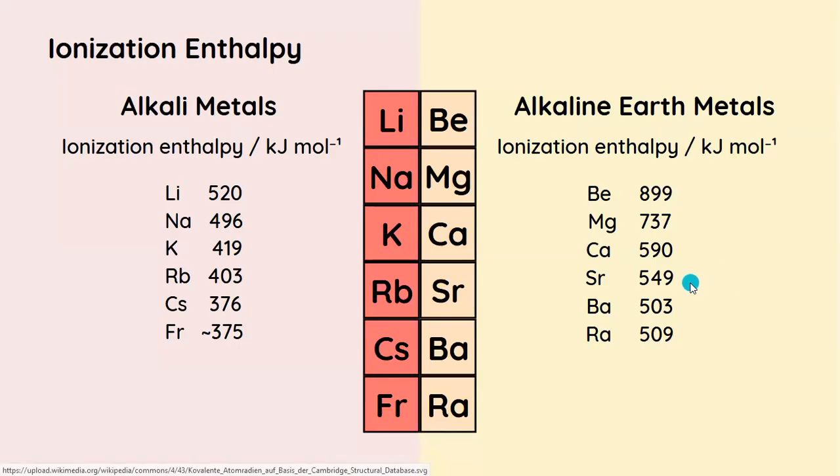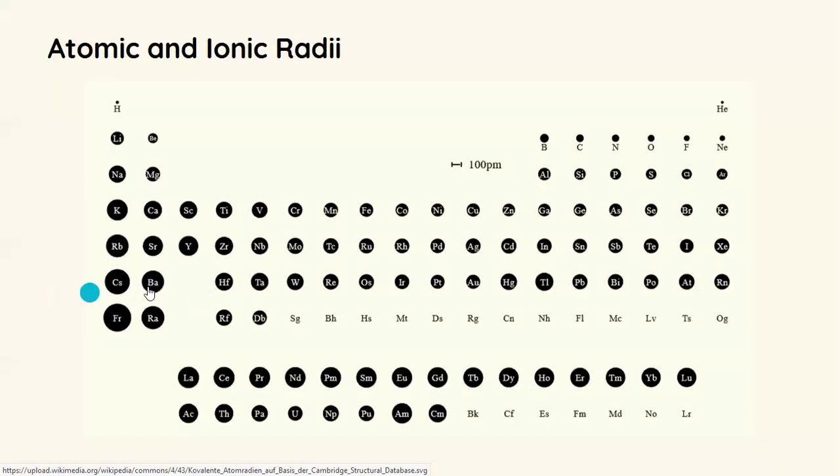The next one is ionization enthalpy. First of all, if you remember, ionization enthalpy is the ability. So for an element to have a low ionization enthalpy, it is easy for that element to lose an electron, or rather to lose an electron from its outermost shell. So alkali metals have the lowest ionization enthalpies in their respective periods, and this is because of their size.